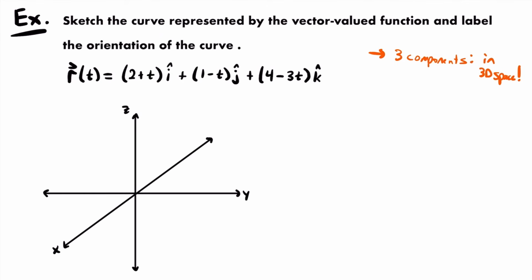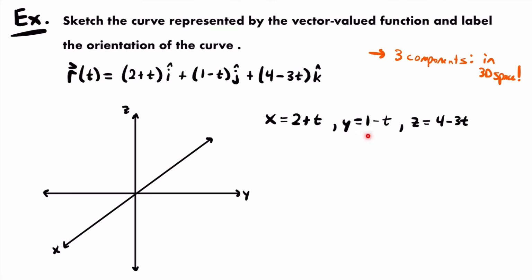And so now what we want to do is identify and explicitly write out our x, y, and z components. Our x component is what is being multiplied by i, our y component is what is being multiplied by j, and our z component is what is being multiplied by k. So for this vector function, we have x equals 2 plus t, y equals 1 minus t, and z equals 4 minus 3t.